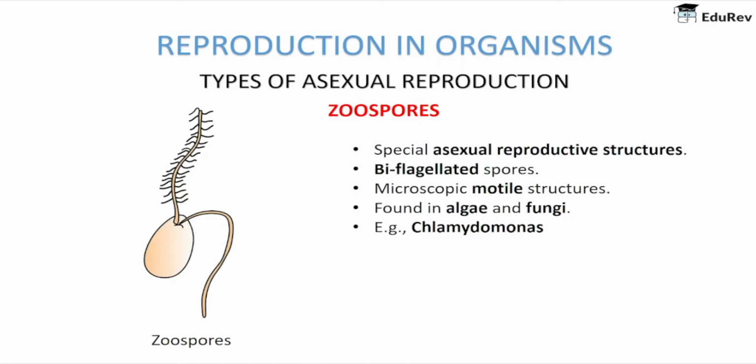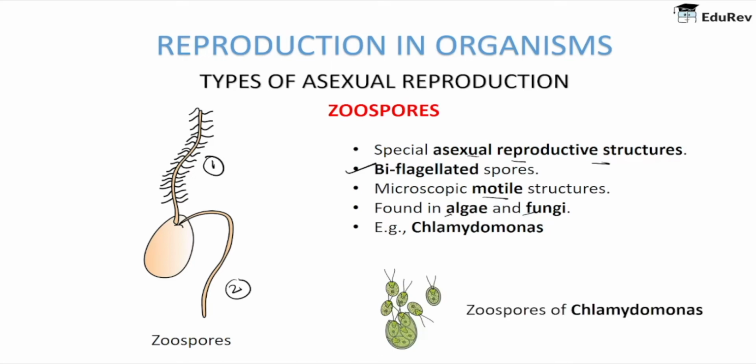So zoospores basically are special asexual reproductive structures which are biflagellated, means they have 2 flagella, number 1 and number 2. That is why they are also motile in nature, because as we know, the function of flagella is to provide movement to the organism. Now, zoospores are found generally in algae and fungi, and its example specifically is Chlamydomonas. So in the image below, you can see that the zoospores are coming out of the Chlamydomonas, which is one of the examples of zoospores.